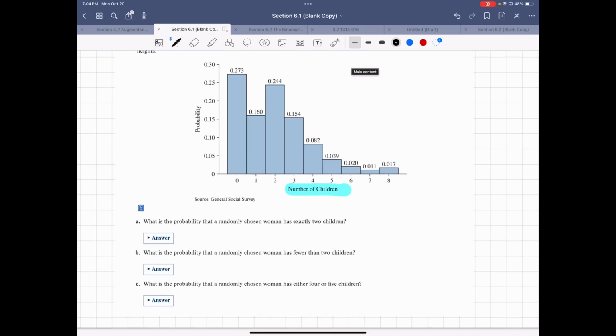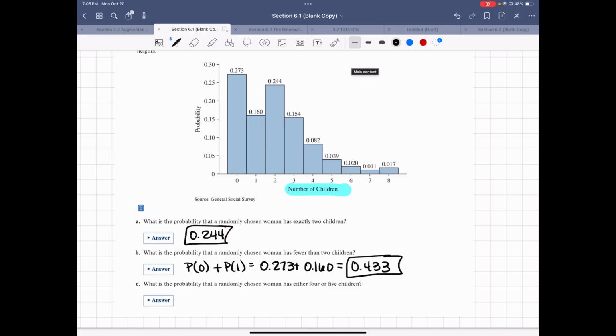That's interesting. Okay, what is the probability that a randomly chosen woman has exactly 2 children? What is it, guys? Yeah, you are literally just reading that graph. What is the probability that a randomly chosen woman has fewer than 2 children? So you don't include the 2. You're doing the probability of 0 plus the probability of 1, which is 0.273 plus 0.160, right? What'd you get? 0.433. Good.